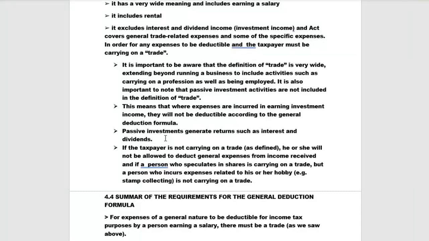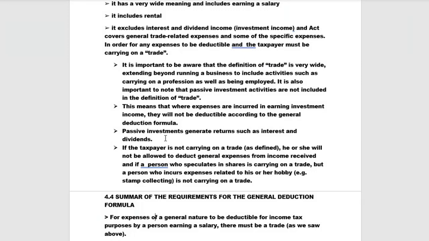It is also important to be aware that the definition of trade is very wide, extending beyond the running of a business, and includes activities such as carrying on a profession, as well as being employed. It is also important to note that passive investment activities are not included in the definition of trade. That means where expenses are incurred to earn investment income, they will not be deductible according to the general deduction formula, in terms of passive investments that generate returns such as interest and dividends. So basically, the dividends and interest that you receive as a return are passive investment.